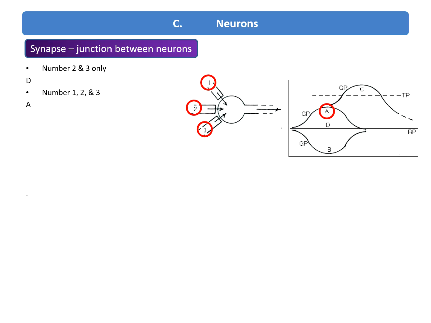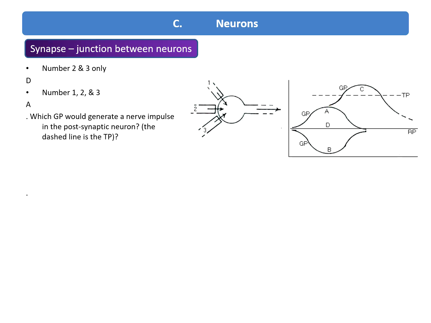leaving one excitatory. Which graded potential would generate a nerve impulse in the postsynaptic neuron? The dashed line is the threshold potential. That would be C. So you see, it takes a certain combination of incoming nerve impulses to generate a nerve impulse in the postsynaptic neuron.